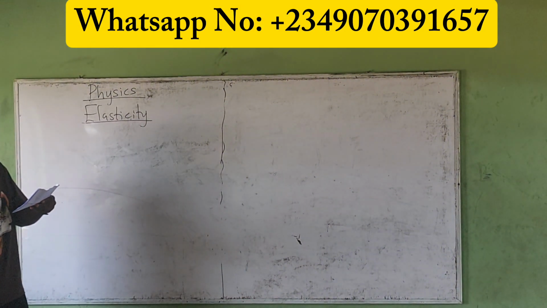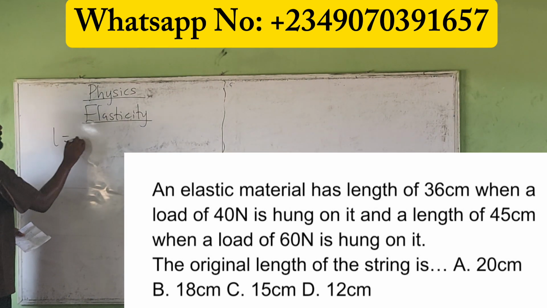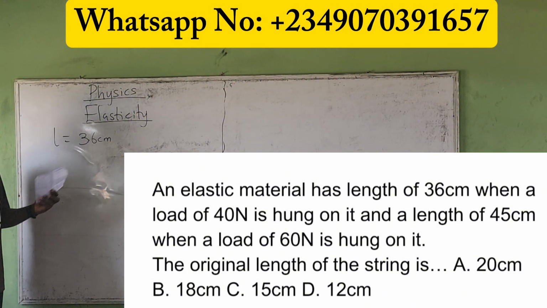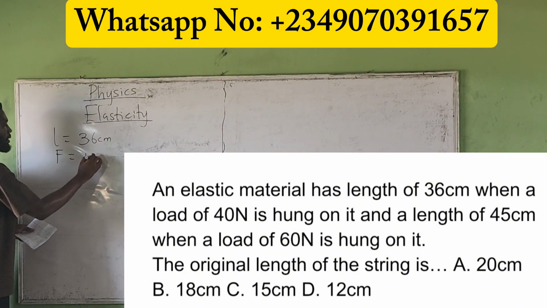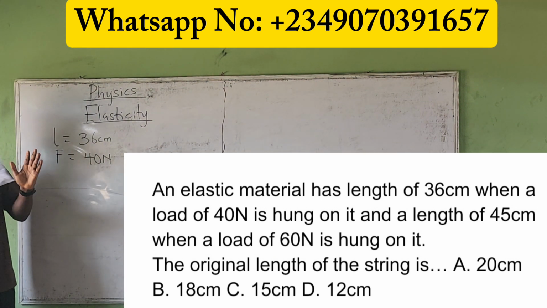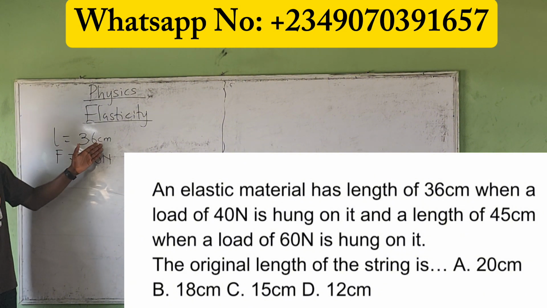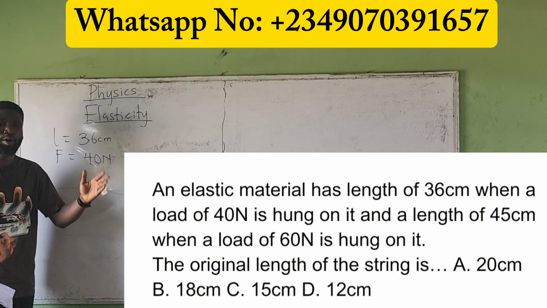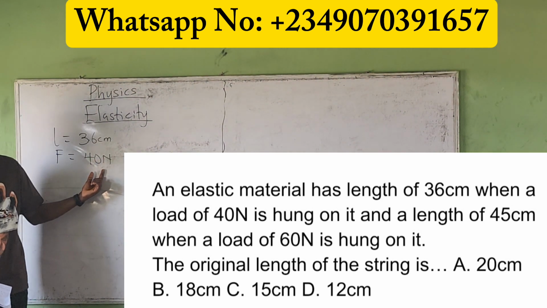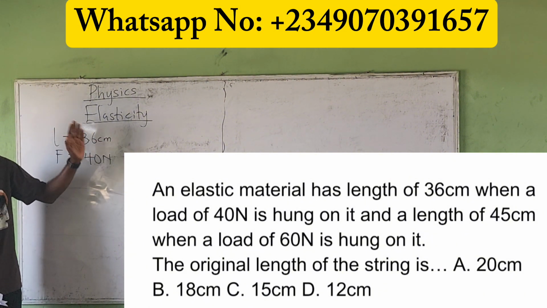It says an elastic material has a length of 36 centimeters. So let's say L is 36 centimeters when a load of 40 newtons, so the load there is the force of 40 newtons. So what does that mean? When we apply a force of 40 newtons on a certain material, the length of the material becomes 36 centimeters. But we do not know what the original length is. All that we know is that when the force of 40 newtons got applied to that material, its length became 36 centimeters.